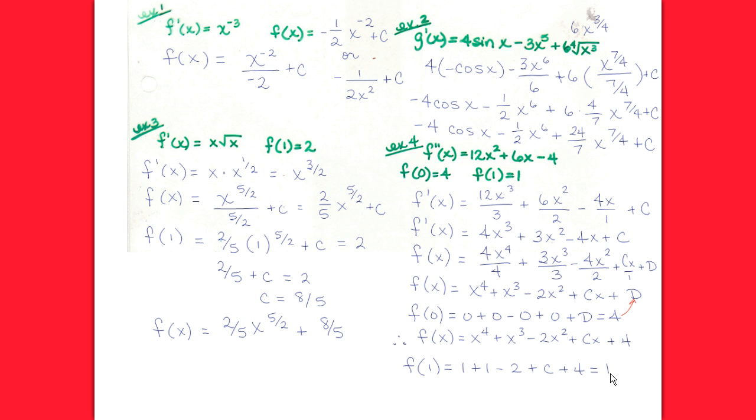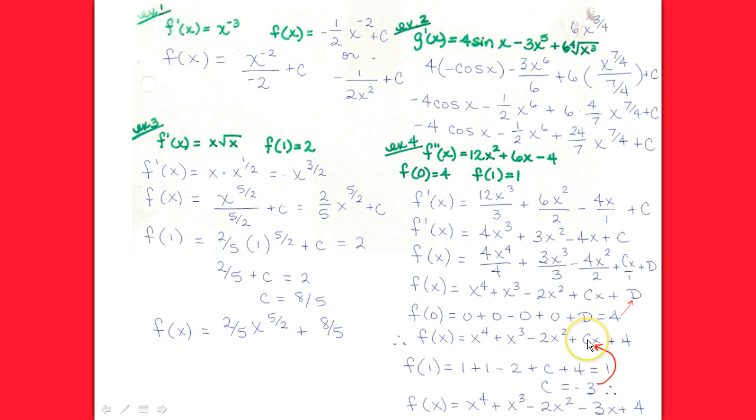So if I put 1 in the place of x, I'll have 1 to the 4th, 1 to the 3rd, negative 2 times 1 squared plus c times 1 plus 4 is equal to 1. So 1 and 1 is 2, minus 2 is 0. So I'll just have c plus 4 equals 1. To get c by itself, I'm going to subtract that 4 from both sides, and I'll get c equals negative 3.